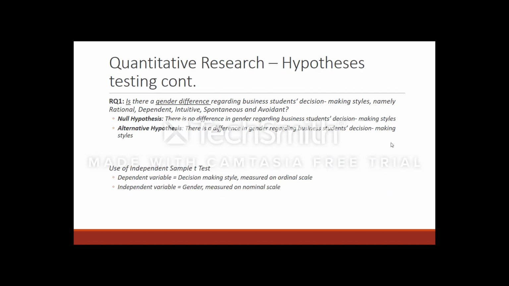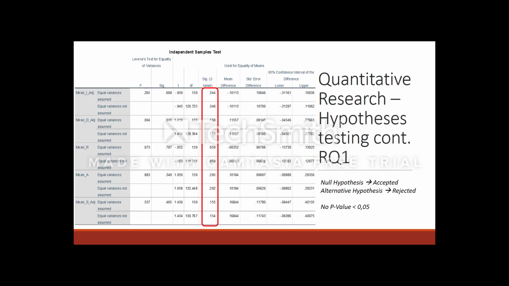So for the first research question, we use an independent sample t-test with the dependent variable of the decision-making style measured on an ordinal scale, as well as an independent variable, which is gender, measured on a nominal scale. By conducting the independent sample t-test with the help of SPSS, for every decision-making style, we can look at the sigma two-tailed column, which indicates that our p-value is not below 0.05 in any of our decision-making styles, and therefore we accept the null hypothesis that there is no gender difference in the decision-making style of our business students and reject the alternative hypothesis that there is a gender difference.